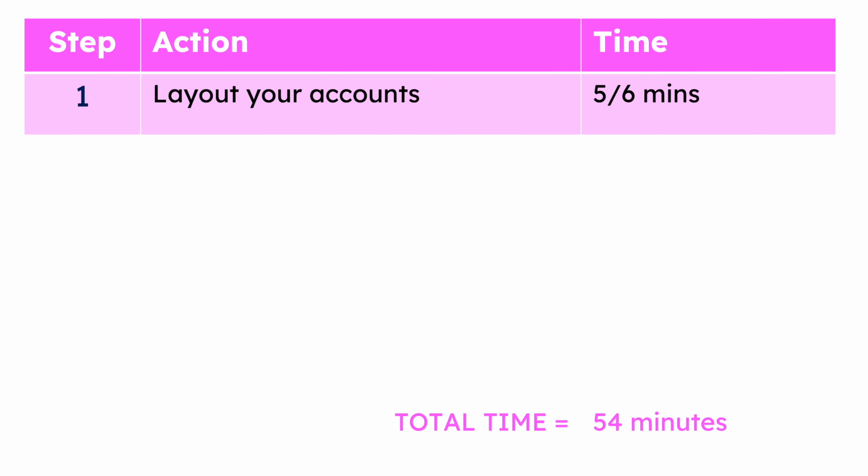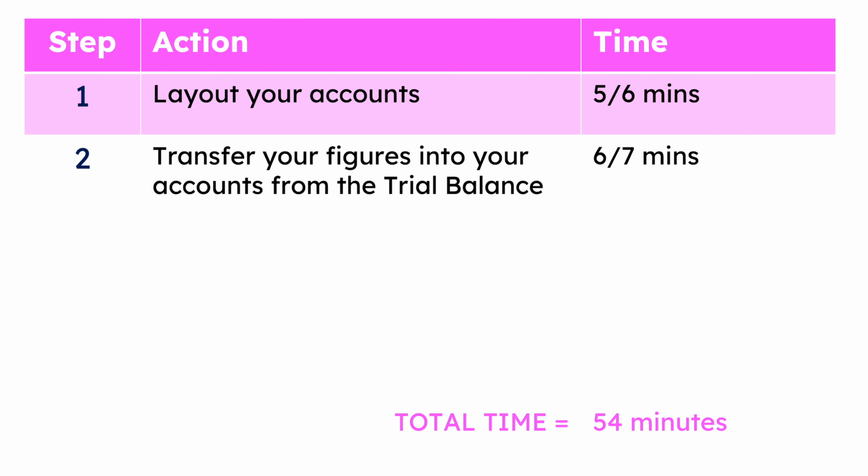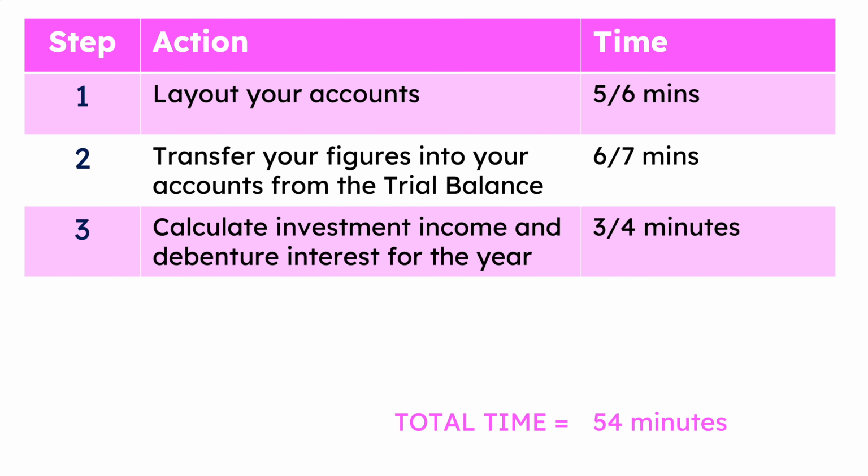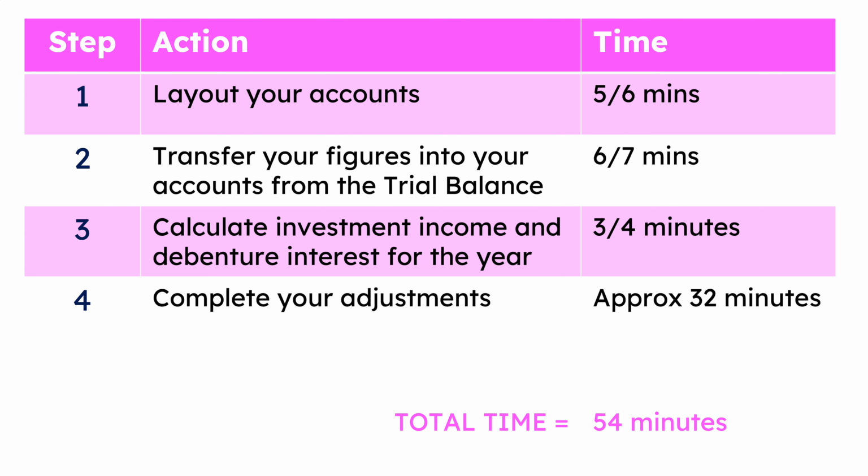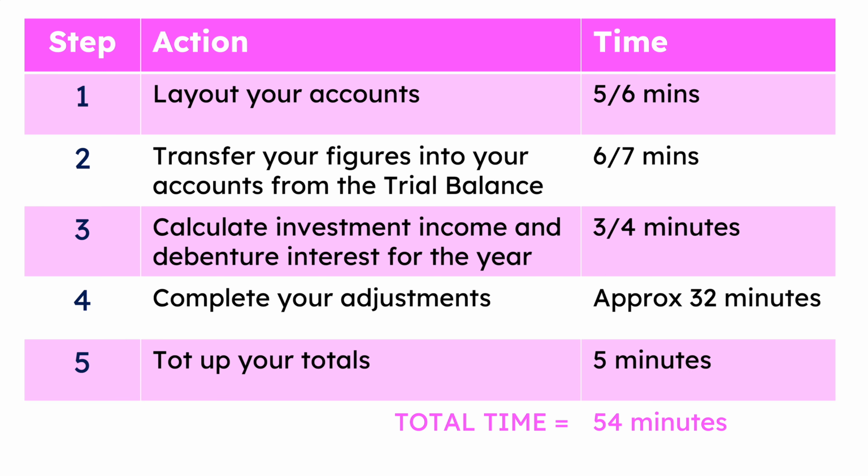Okay, so as always, we'll attack the question in the following process. Step one, we lay out our accounts and that'll take us 5 or 6 minutes. Step two, we'll transfer the figures into the accounts from the trial balance and that'll take 6 or 7 minutes. Step three, we'll calculate the investment income and debenture interest for the year, and we'll do the amounts due as well, and that'll be 3 or 4 minutes. And then step four, we will complete the adjustments, where we have approximately 32 minutes to do that. And then step five, we will tot up the totals.